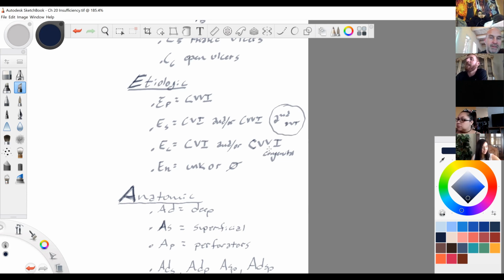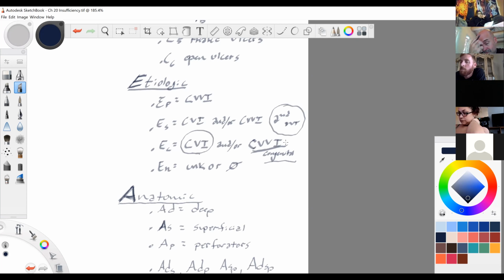CVI and or CVVI, congenital. Congenital, I can't think of a congenital problem other than valves, so I'm not sure, now that I think about it, what kind of general chronic venous insufficiency they would have if it weren't valves. I can't think of another reason for it other than DVT, which is not congenital, I suppose. EN, unknown. In other words, you haven't seen the patient yet, so you have to put unknown.